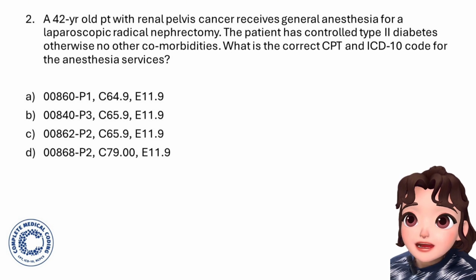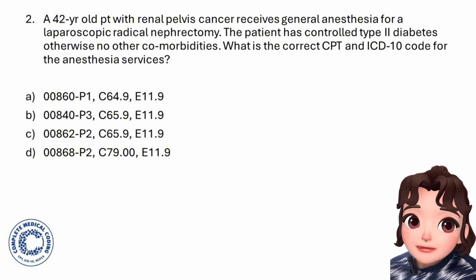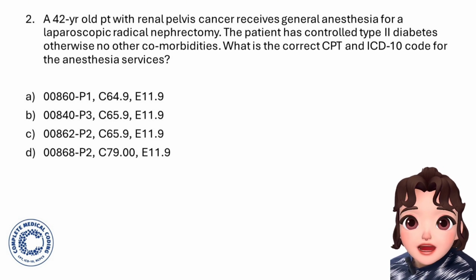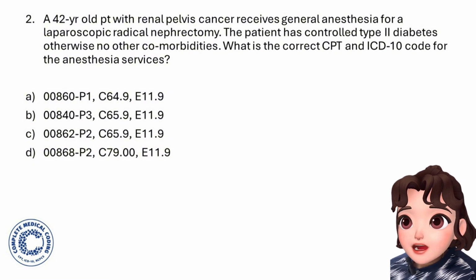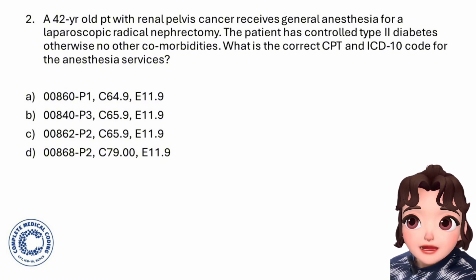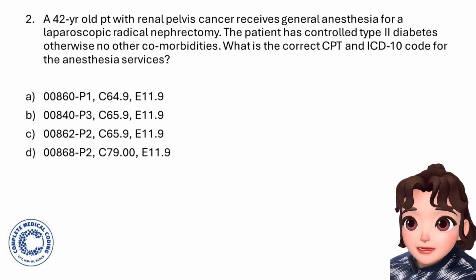So for that he receives general anesthesia for laparoscopic radical nephrectomy. So we have to always first code for the cancer, then followed by any other disease, because here it is mentioned patient was having DM, type 2 DM, but controlled DM. So first we have to code for the cancer code, then E11.9.